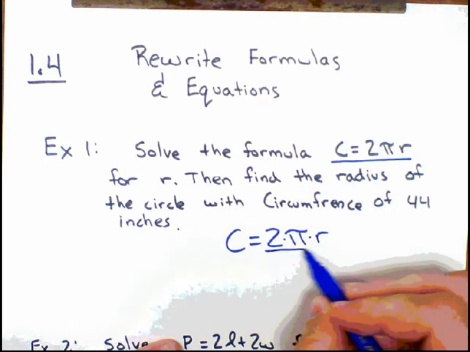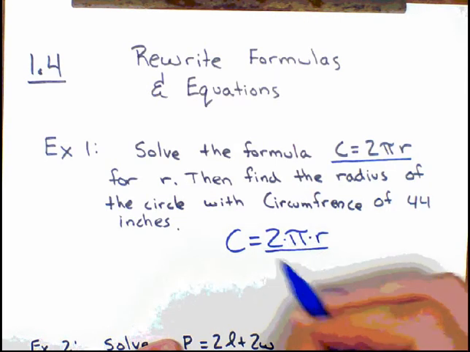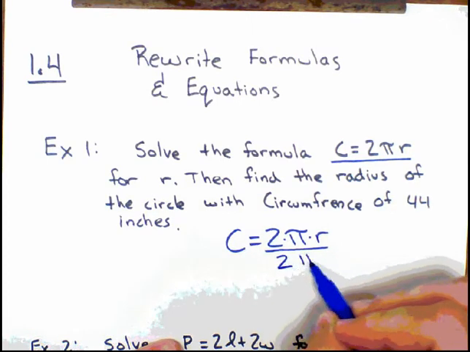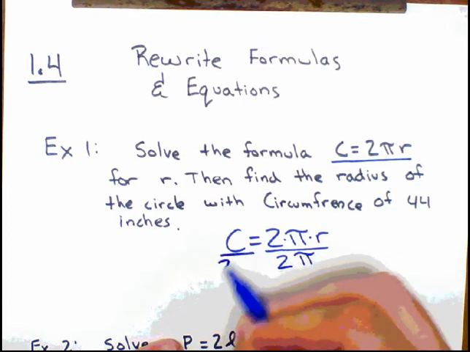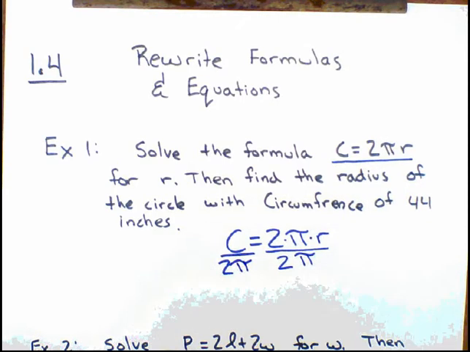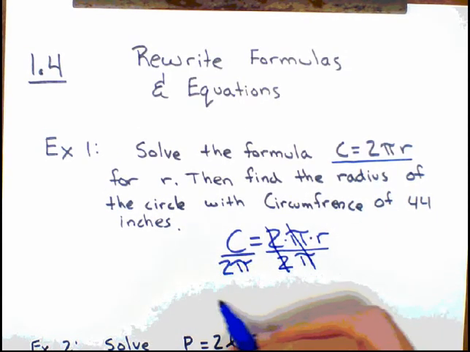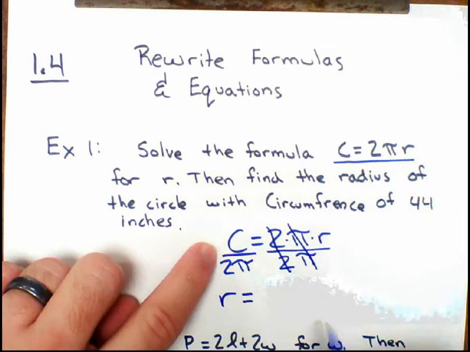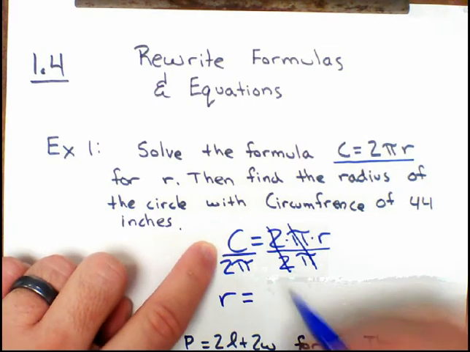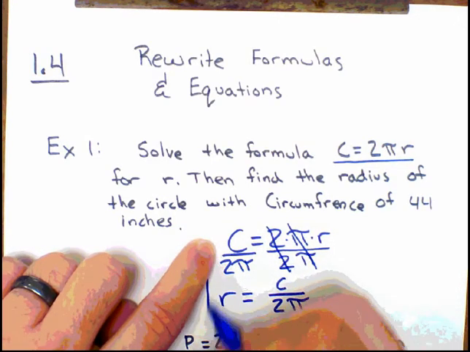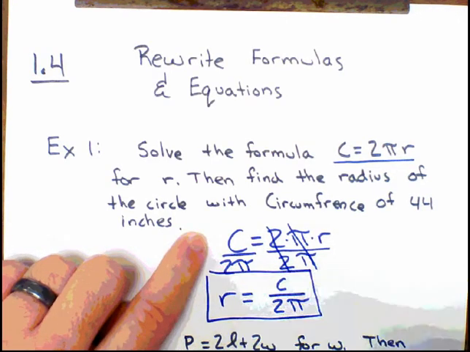Anytime you want to move a multiplication to another side, you simply divide what you don't need. And we don't need the 2 pi. So I'm going to divide it from both sides. And when I do that, the 2 pi's cancel over here, and I will have r equals C over 2 pi. There's nothing else you can do with that, so that is my solved form for r.